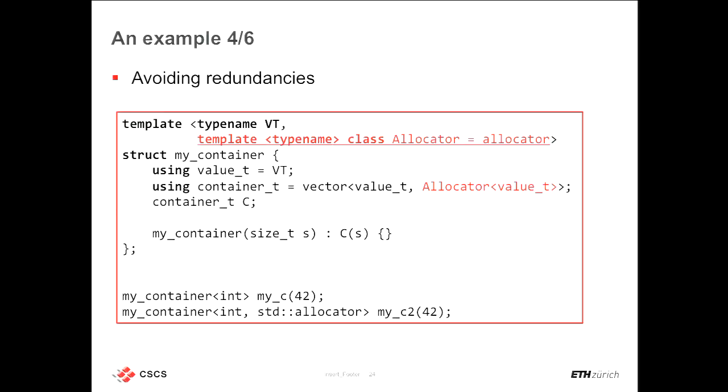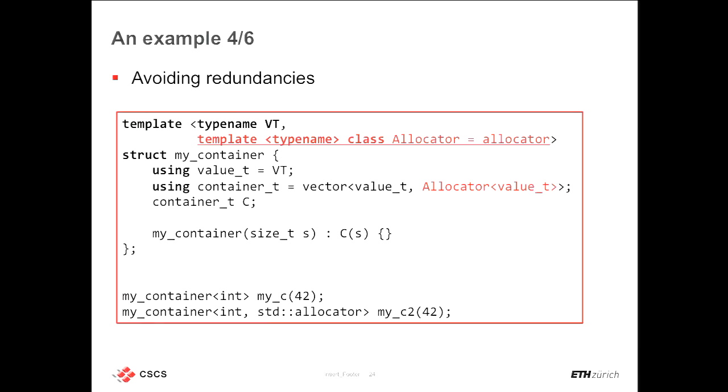So far, we've seen the templates are assuming to get a type as an argument. You get a type, and you do whatever you want with that type. But you cannot pass a template that is an incomplete type. Well, in this case, you can actually pass an incomplete type. So I can say template typename class Allocator equal allocator.